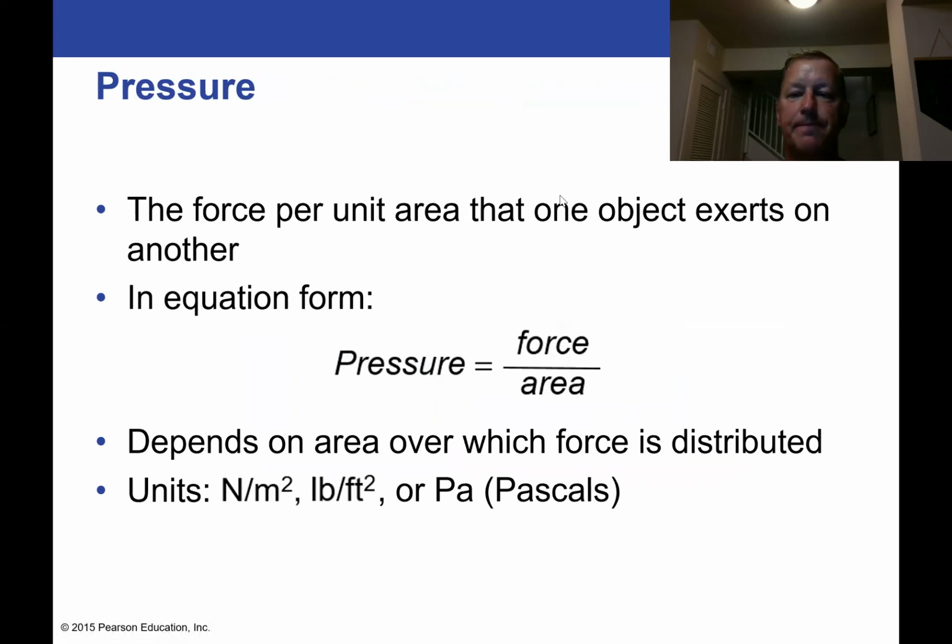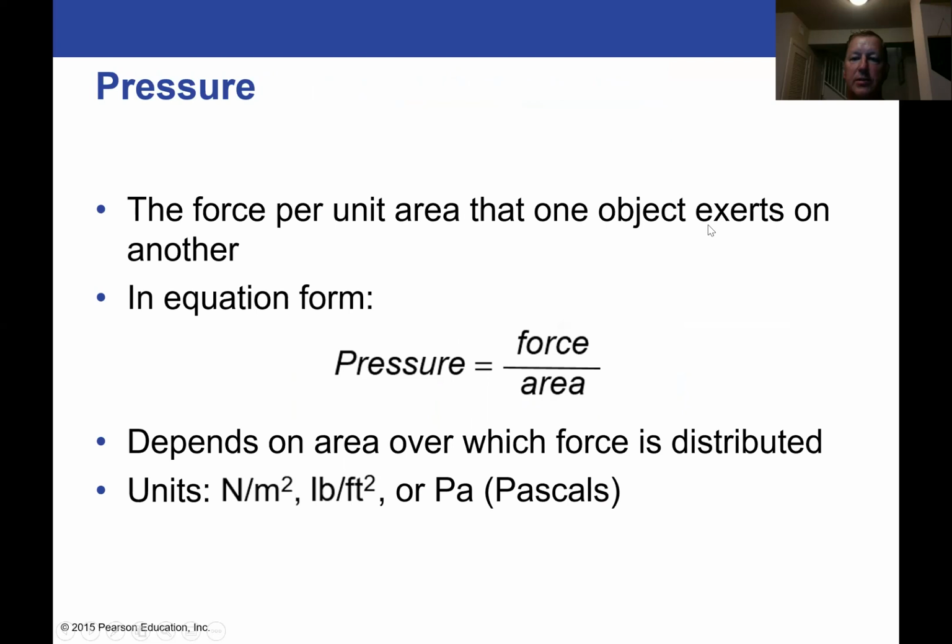Well, let's, I'm going to shrink myself a little bit here. There we go. All right. So pressure is the force per unit area that one object exerts on another one. If we looked at it in an equation, we'd say P equals F over A. Force over area. Pressure equals force over area. So the pressure depends on the area, obviously, and the force which is pushing down on it.